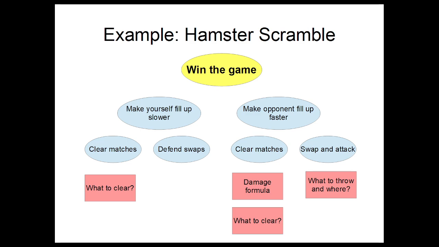And to go to the other side, if I wanted to make the opponent fill up faster, I can do that by clearing matches and sending lines to them. But how does that work? In order to figure that out, one of the important relevant factors is how much damage you send with each clear that you do. So you have to make sure you know what that damage formula is. And that's going to help you find the sub-factor of what it is that you need to clear in order to make your opponent fill up faster.